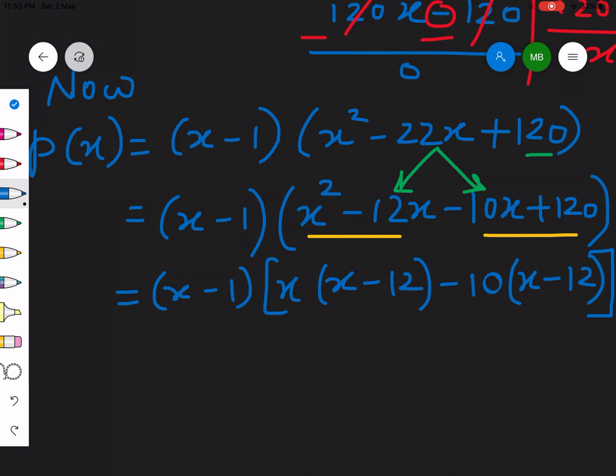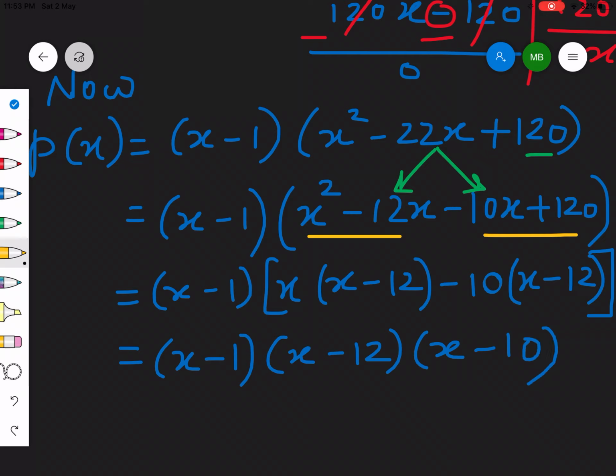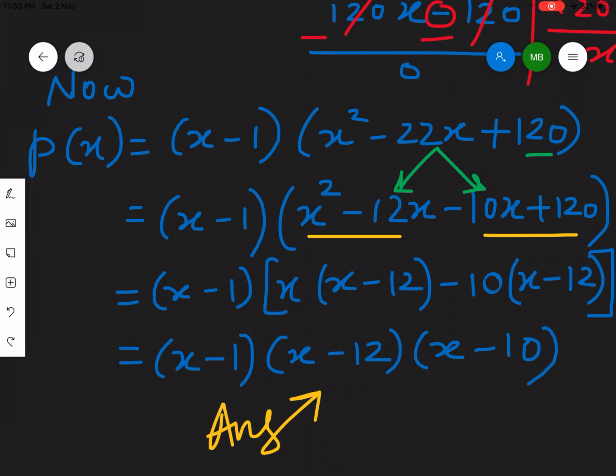So now can I take x minus 12 common as a whole? If I take x minus 12 common as a whole, what will I be left with? x minus 10. So these are the factors indeed. That's what our task was, to resolve p of x into factors, and we are done with it. Just have a quick look at it again.